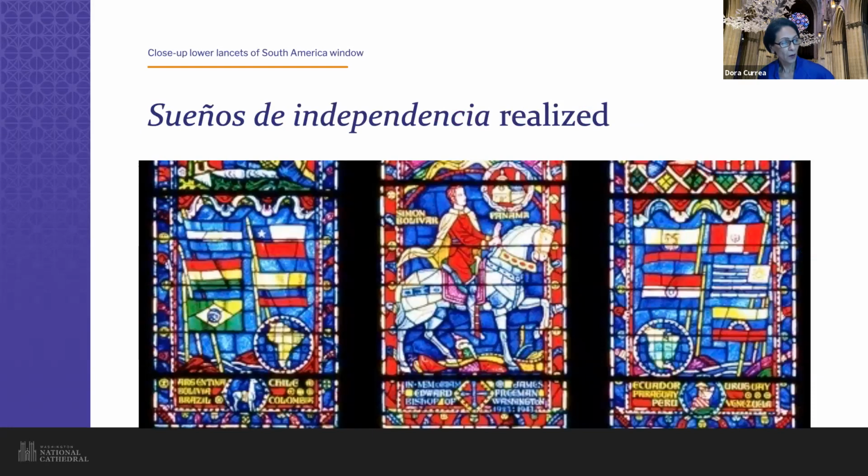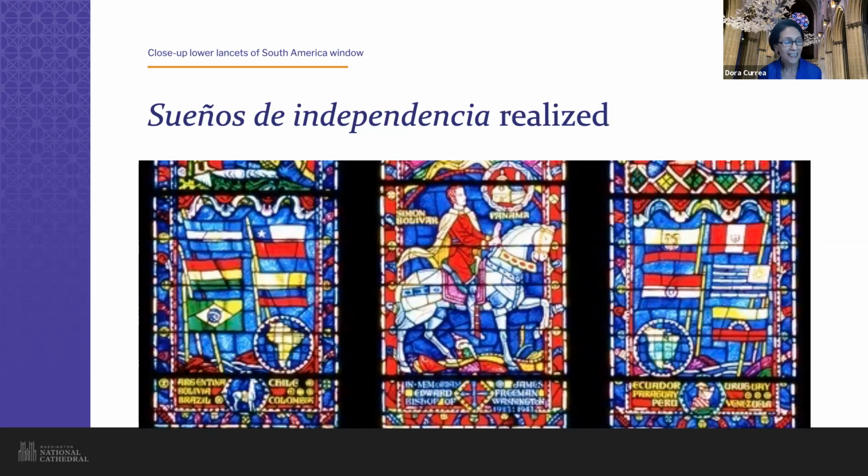In this slide, we see a close-up of the lower part of that window, and it shows the flags of the countries that were independent in 1949 when the window was designed. Most of these countries had gained their independence between 1810 and 1825. And perhaps you can see the names of these countries and recognize their flags. On the left, we have Argentina, Bolivia, Brazil, Chile, Colombia, and then on the right, Ecuador, Paraguay, Peru, Uruguay, and Venezuela.